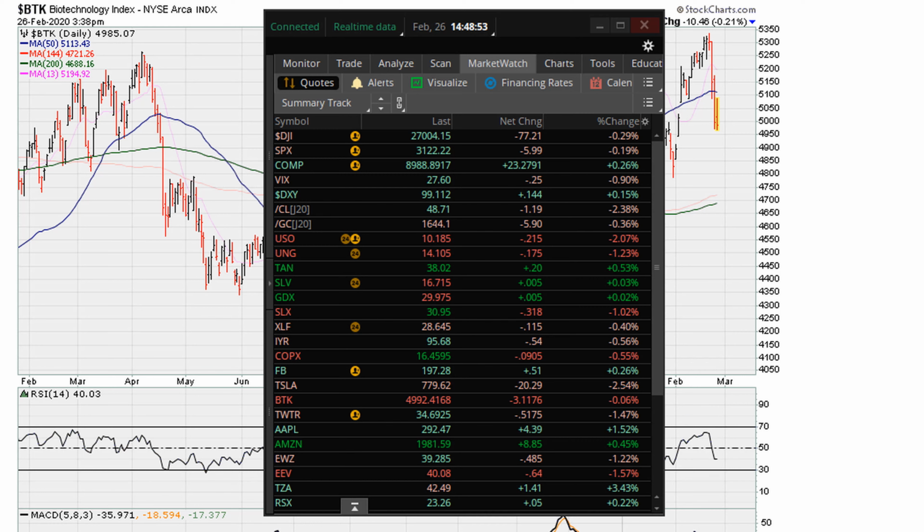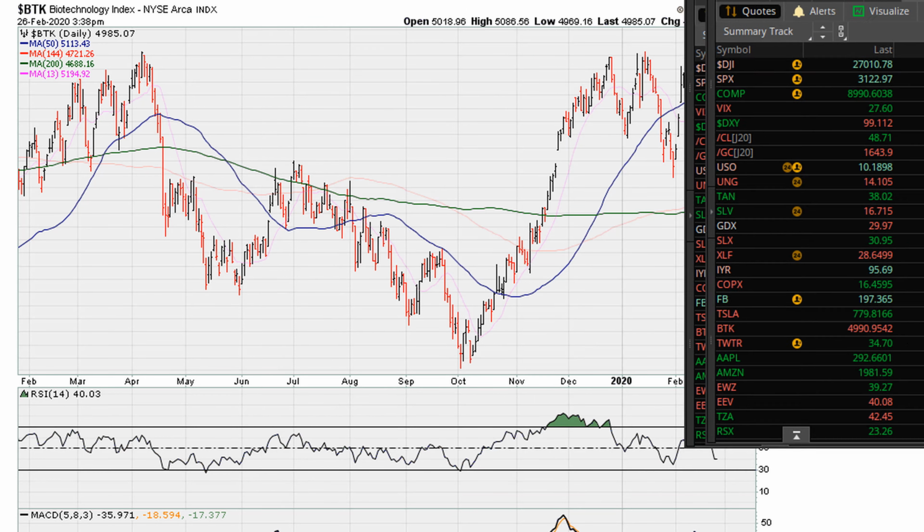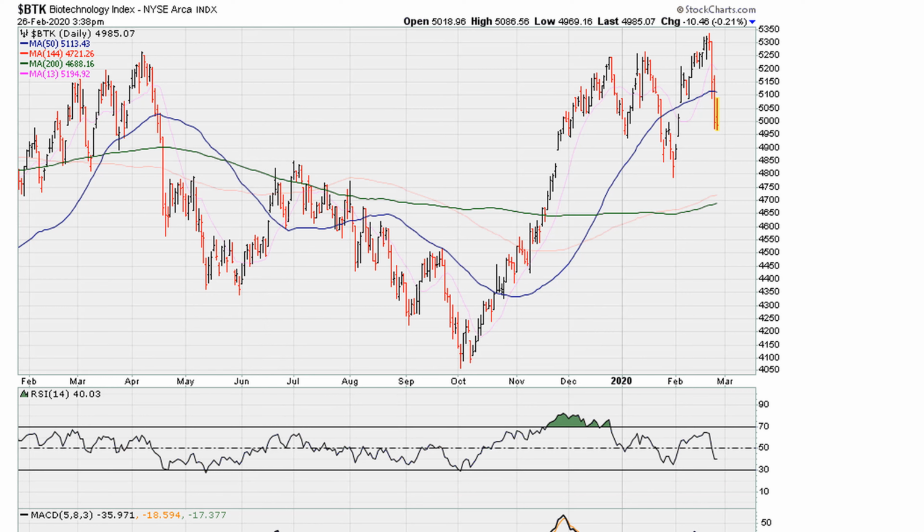Let's take a look here at the biotech space, and we are looking at the market, of course, showing a pullback over the last couple of days. And here the biotech index also showing that pullback that is being reflected in the general market. Now the question is, where does the biotech space and the general market go next?